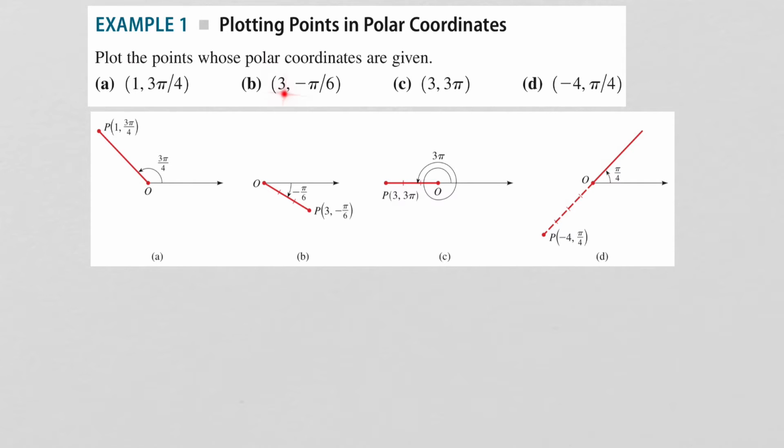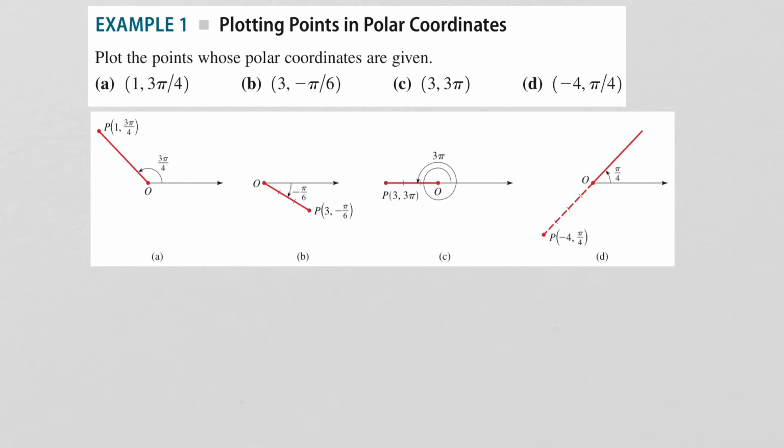The next point, 3, negative pi over 6. Again, starting from the polar axis, we rotate negative pi over 6. So that's in the clockwise direction. And then we're going out 3 units from there. And you can see the 3 marks here to indicate that this is 3 units. Next, we have the point 3, 3 pi. The angle 3 pi starts from the polar axis and rotates 1 complete rotation, takes us to 2 pi. And then 1 more half rotation takes us to the angle 3 pi. And then from there, we go a distance of 3 units.